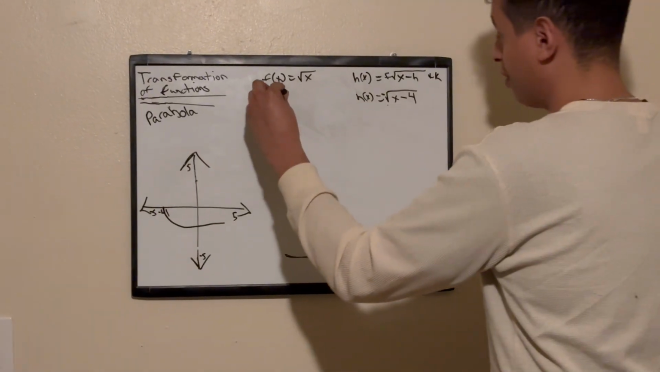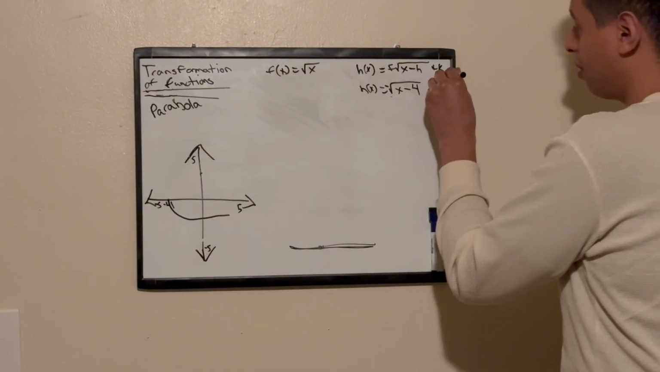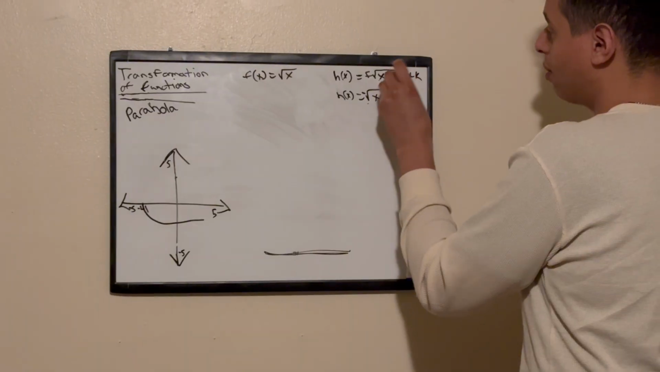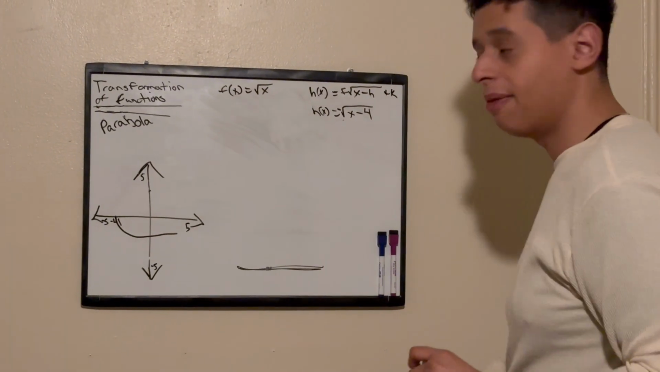And so this is pretty much the transformation of functions, where you're able to take an original parent function and shift it around using this certain equation, which has horizontal and vertical shifts.